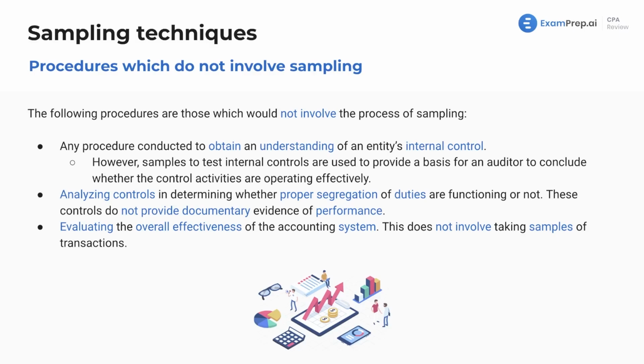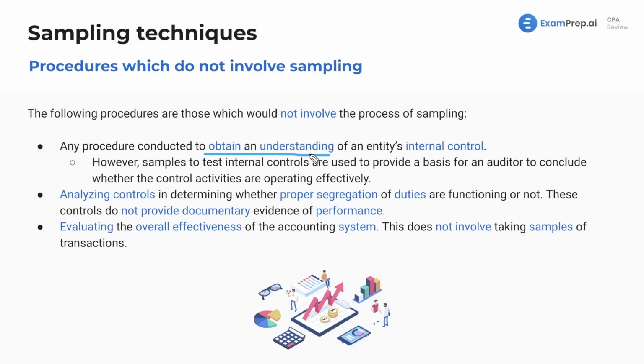Here are procedures which do not involve sampling, and here you may see some questions asking about this. The following procedures are those which would not involve the process of sampling, which you may think could involve sampling. But any procedure conducted to obtain an understanding of an entity's internal control. So we do use samples, as we say here, samples to test internal controls are used, but we don't use sampling to obtain an understanding. That's a very big distinction there.